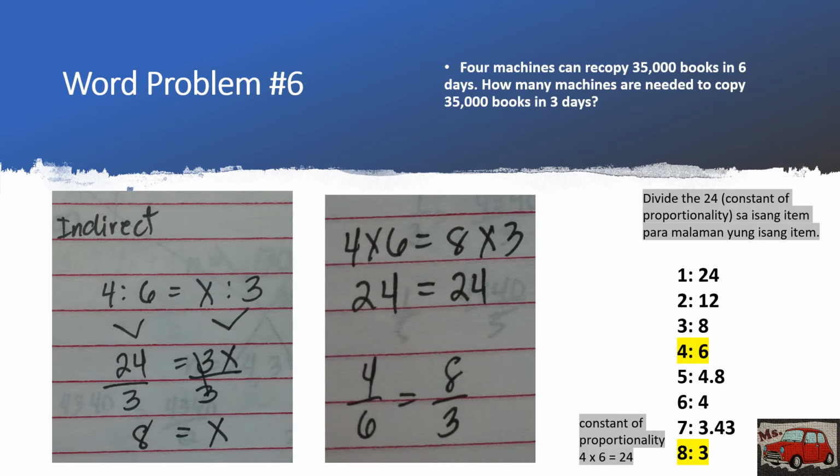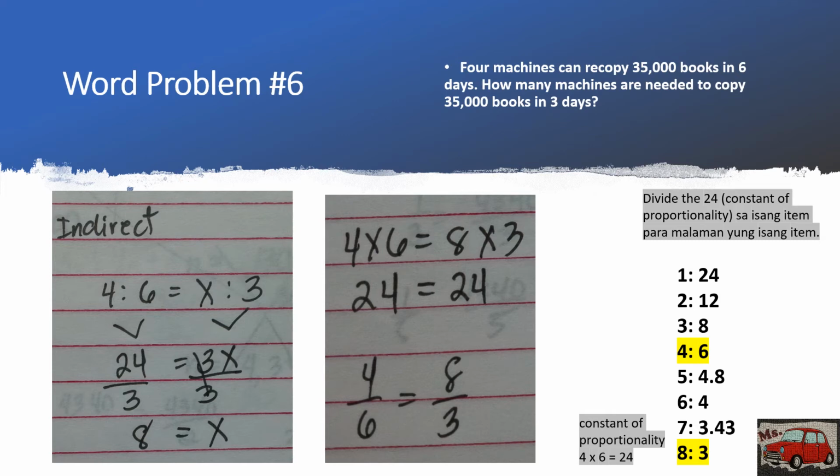4 machines can copy 35,000 books in 6 days. How many machines are needed to copy 35,000 books in 3 days? Okay, so in this case, hanapin natin kung ilang machines daw yung kailangan para mag-copy ng 35,000 books in 3 days kung kayang mag-copy ng 4 machines in 6 days.